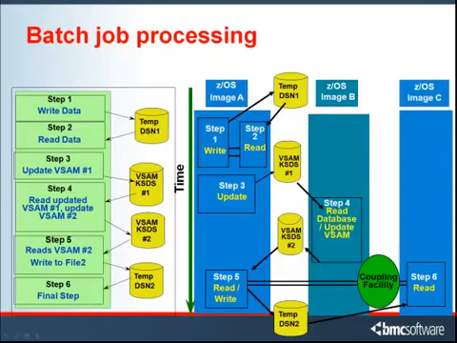Let's take a look at a batch job with and without job optimization. On the left, you see a 6-step job where each step runs serially. Step 1 writes a temporary file to DASD. Step 2 reads that file. Each step must then wait for the preceding step to end before the next one begins.